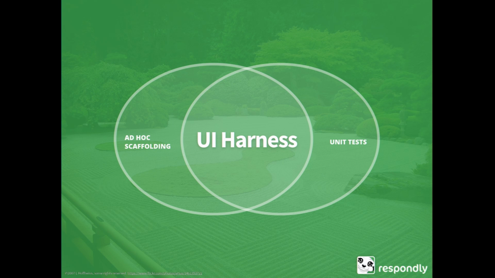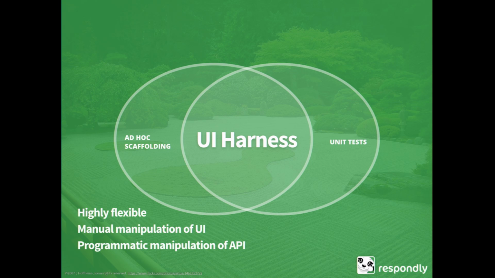And what it does is it takes ad hoc scaffolding on this side, which has these beautiful virtues, right? Super flexible, I can do anything I want with it. I can manually manipulate it, which is the key thing as a UI developer, right, is to get it up and to poke it around and click on it and so forth. But I can also programmatically manipulate the API from the outside.